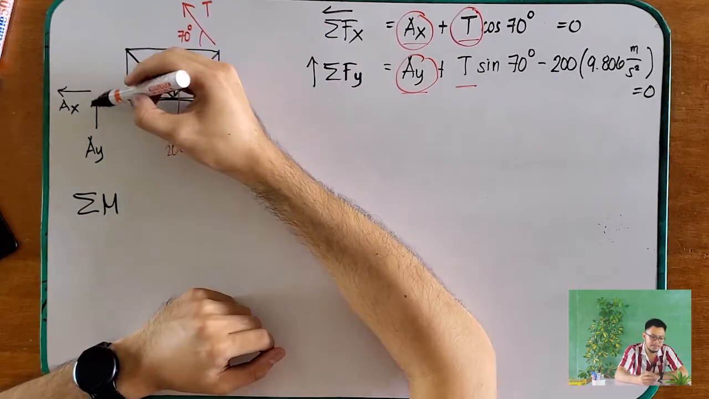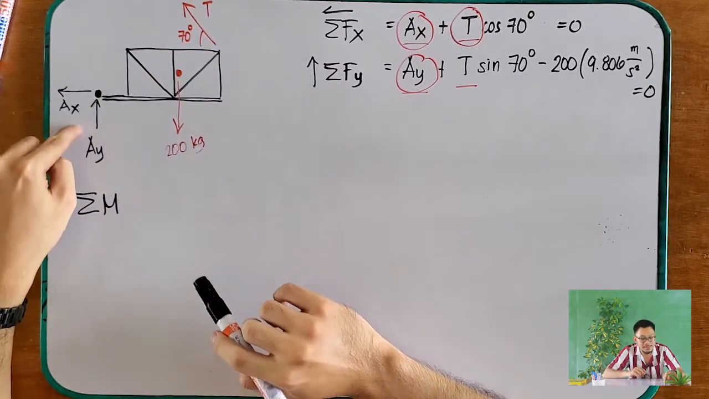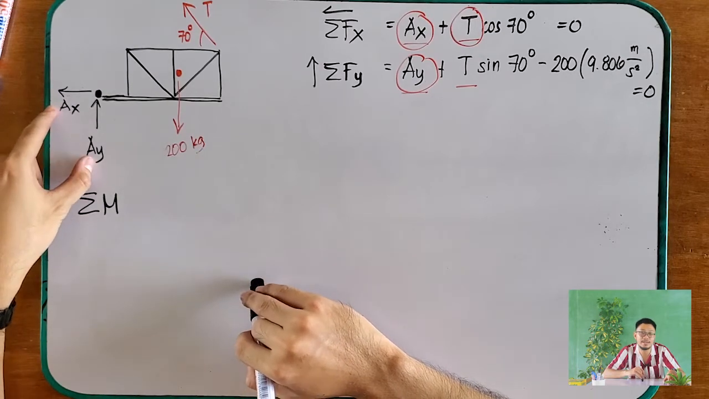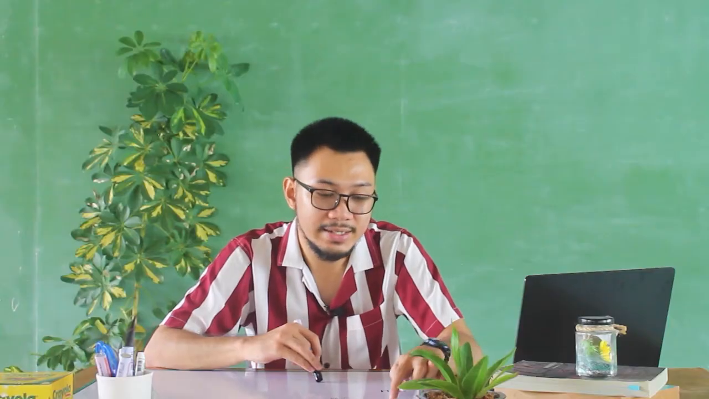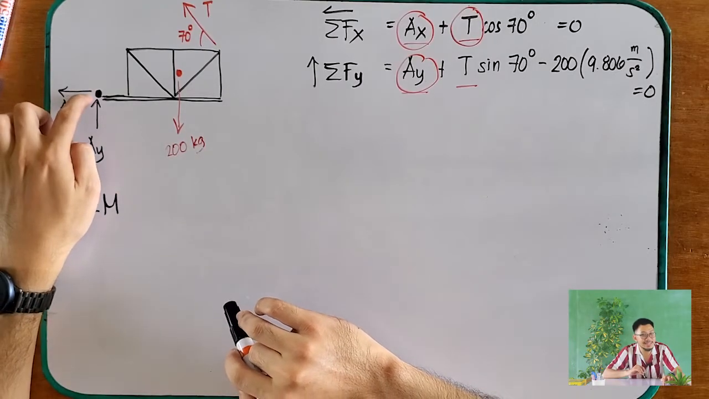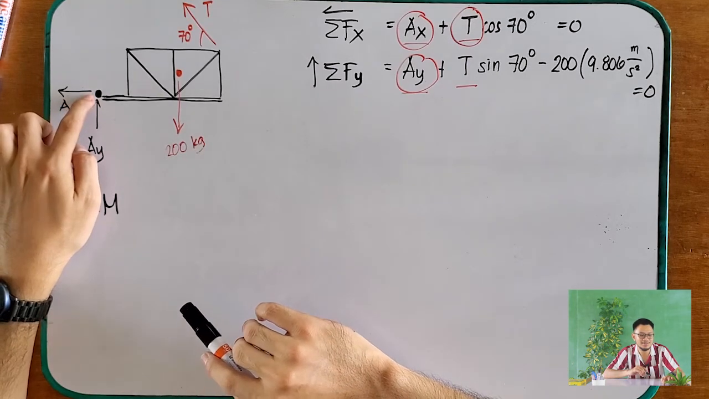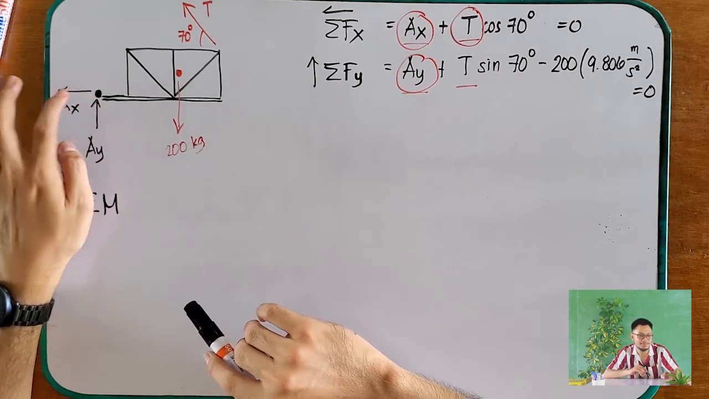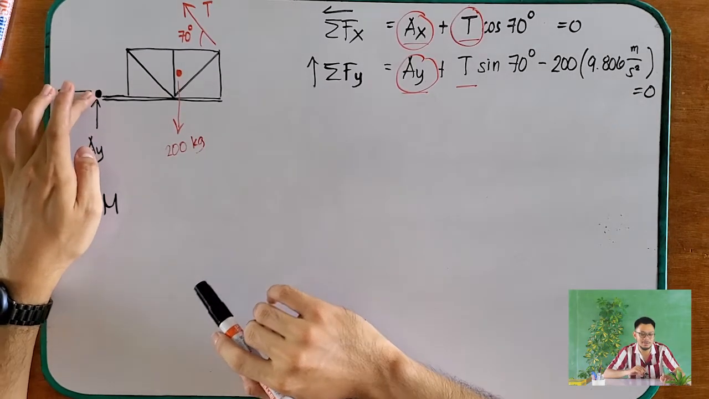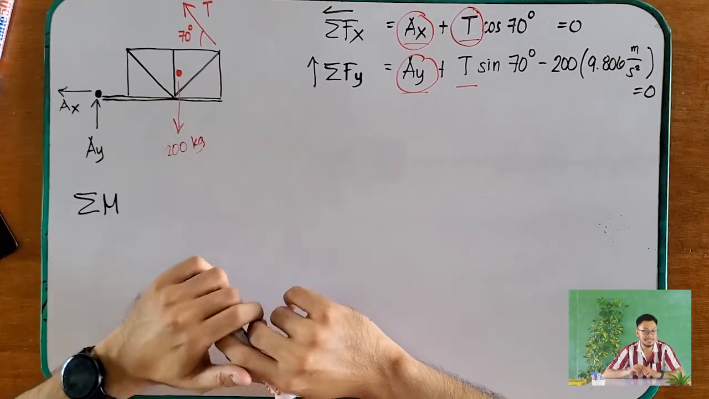What if we take the moment here? If we take the moment there, of course, our AX and our AY will cancel out. Okay? They pass through our axis of moment. So this is, I think, the best place to take the moment. This is the best location on this platform to apply the moment.